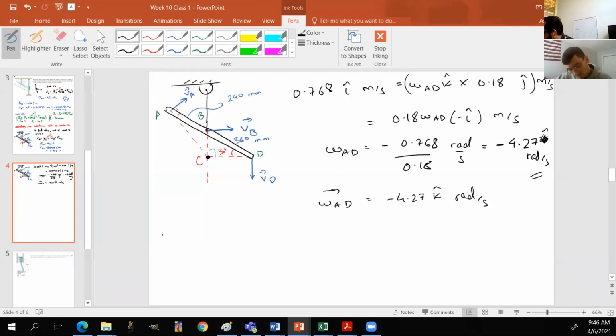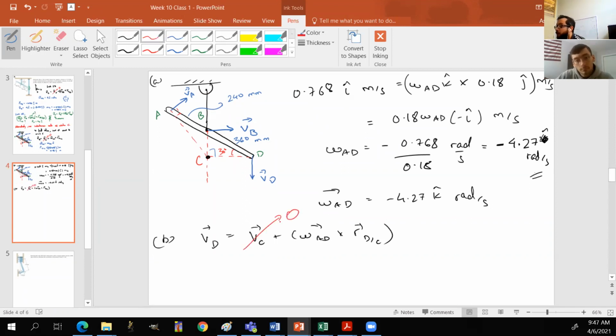All right. Next part. So this was part A. So for part B, what you're trying to do is look at the velocity of the point D, right? And VD, you don't even need to worry about the direction here, right? Because you've already accounted for this being vertical when you drew this perpendicular line, right? So you can just straight off write the vector expression. If we do it completely with respect to the instantaneous center of rotation, it's VC plus omega AD crossed with R of D relative to C, right? Instantaneous center of rotation, we know that that guy is equal to 0.